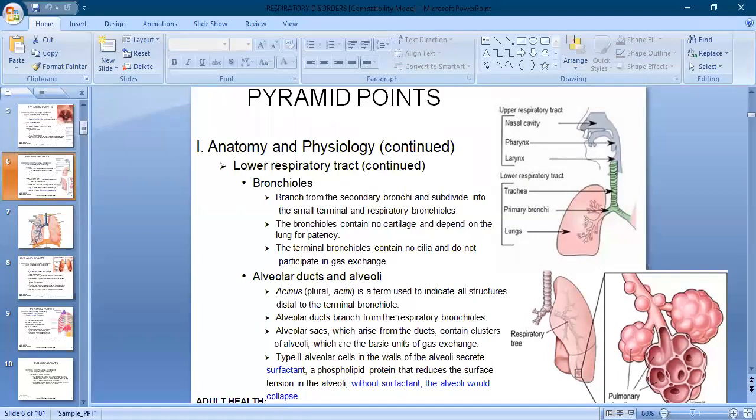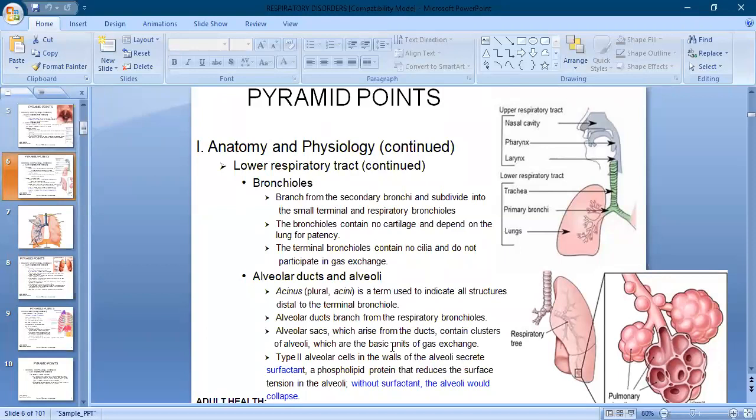And alveolar sac, so this is the alveolar duct here, and every one is called alveolar sac. So the alveolar sac, which arises from the duct, contains the cluster of alveoli, which are the basic unit of gas exchange. So if I ask you where actually gas exchange takes place, you can say alveoli or alveolar sac, right?